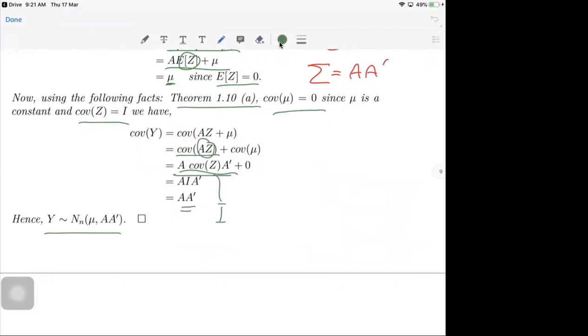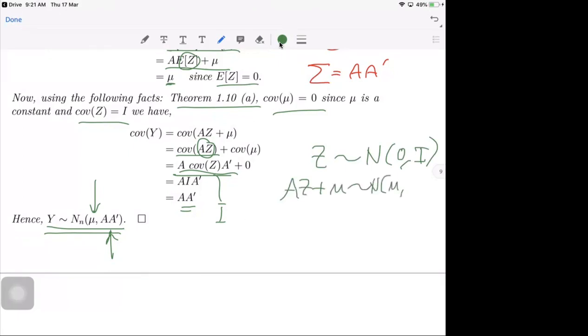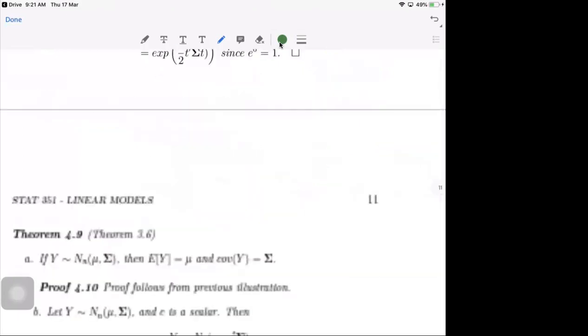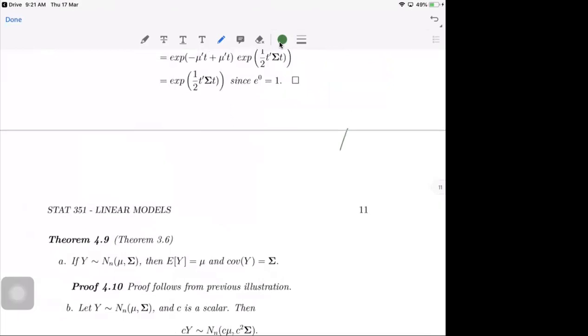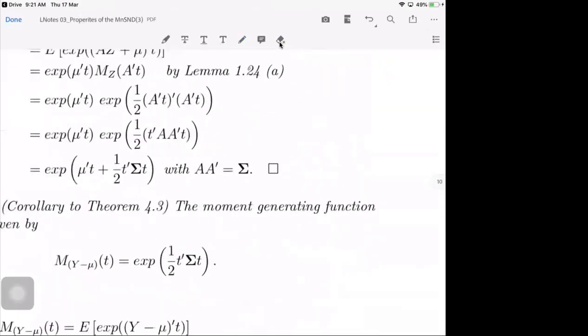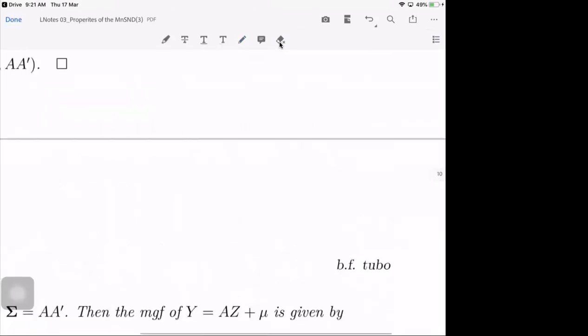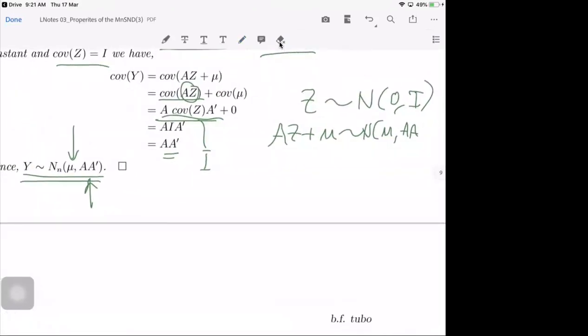So since this is just a linear transformation, then it's still normal, but the mean vector will be mu, and the covariance matrix will be AA prime. So from Z, which is normal with parameters 0 and I, a transformation AZ plus mu will be normal with parameters mu and covariance matrix AA prime.